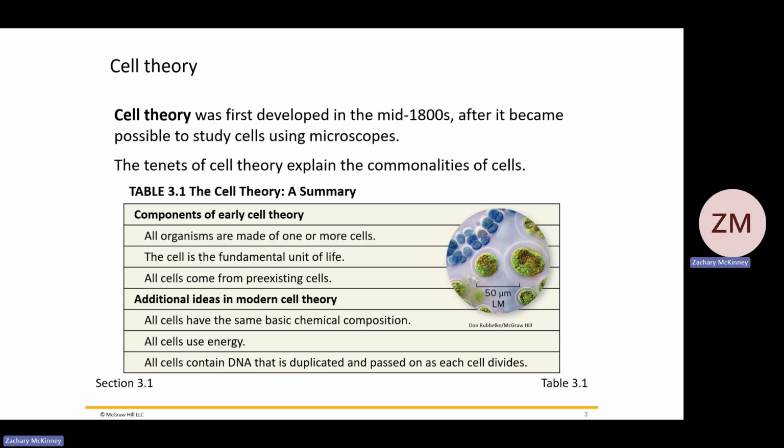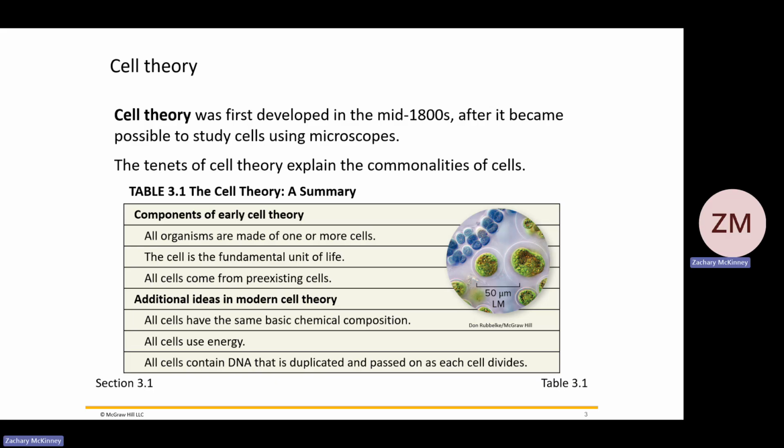All cells come from pre-existing cells. They don't just pop out of nowhere. That used to be the belief, spontaneous generation, that things came out of nowhere. But now we know we can see cells dividing, and once enough cells divide in a contained area, it becomes visible to the naked eye rather than needing a microscope.